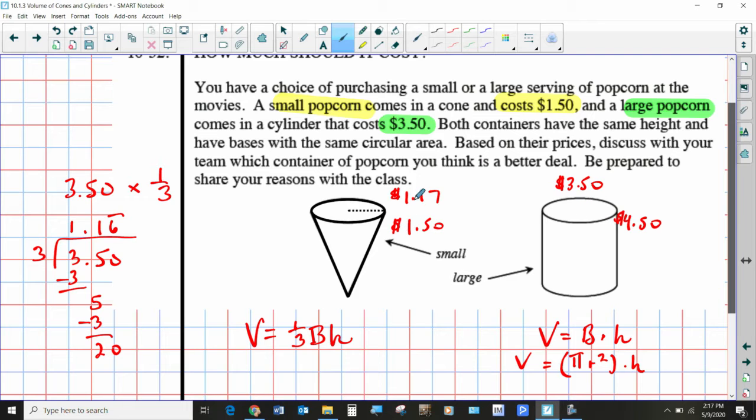This is overpriced. It should only be $1.17 if we're basing it on the cylinder's pricing of $3.50 for each one of these. Or we're getting a great bargain here. Instead of paying $4.50, which would be 3 of those, we're only paying $3.50. So I say go with the big popcorn. You're getting a better value.